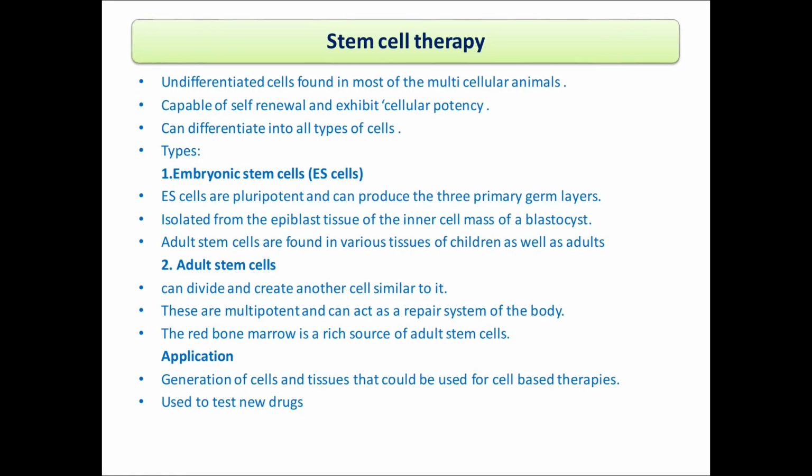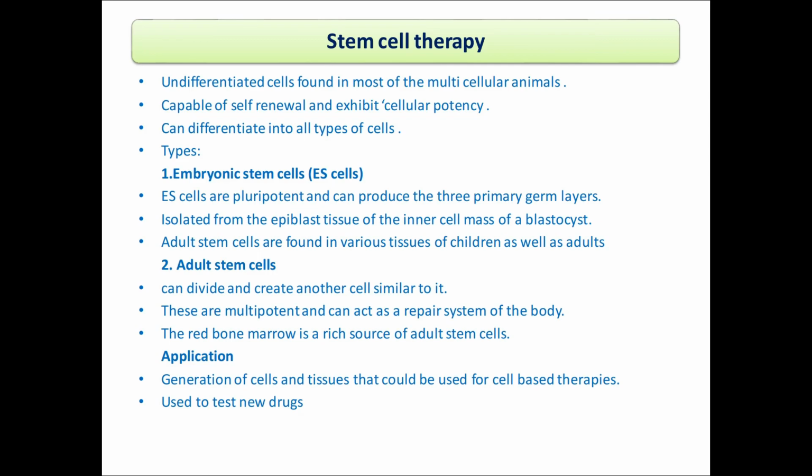Next we are going to learn stem cell therapy. What are these stem cells? Stem cells are the undifferentiated cells that are found in most multicellular organisms. These cells are capable of self-renewal. They can divide and multiply in number, and they also exhibit cellular potency. Cellular potency means they can be differentiated into all types of cells.